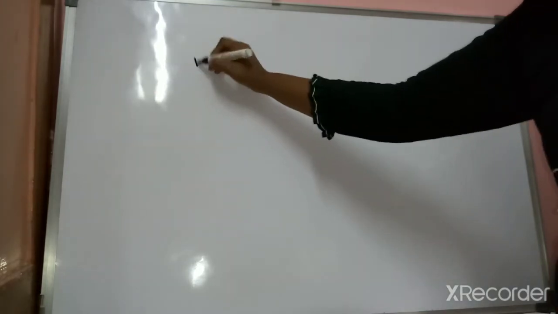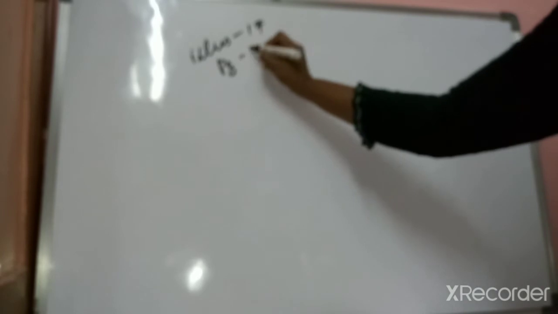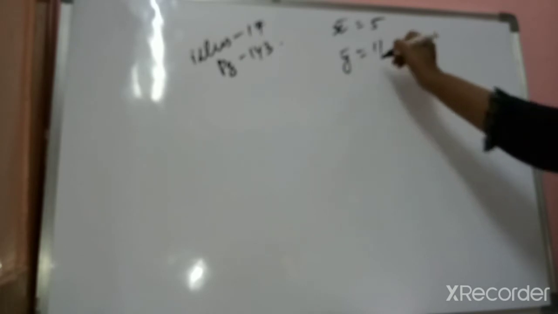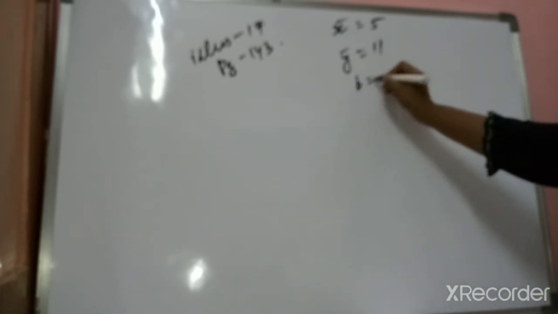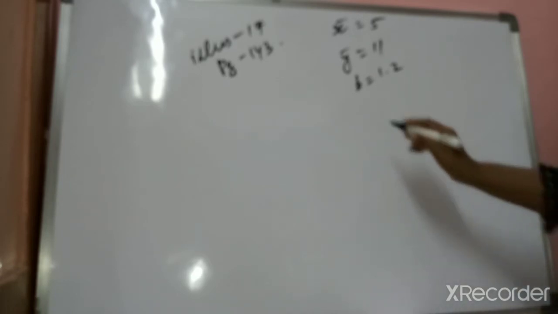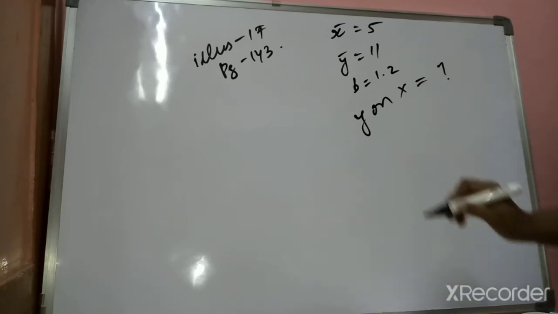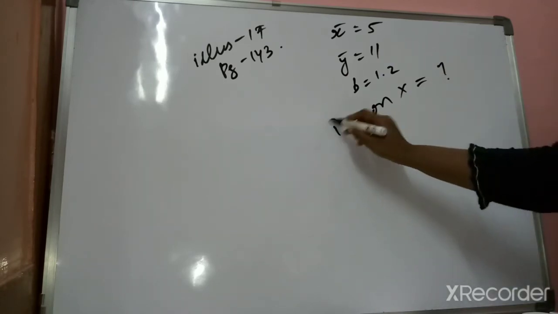Now let's take one more sum, that is your illustration number 17, which is on page number 143 of your textbook. Now read the question. If x bar is equal to 5, so your value x bar is equal to 5 given to you, y bar is equal to 11 given to you, b is given, that is 1.2. Obtain the regression line y on x. Okay, so then you have to find out y on x. This you have to find out. Clear?